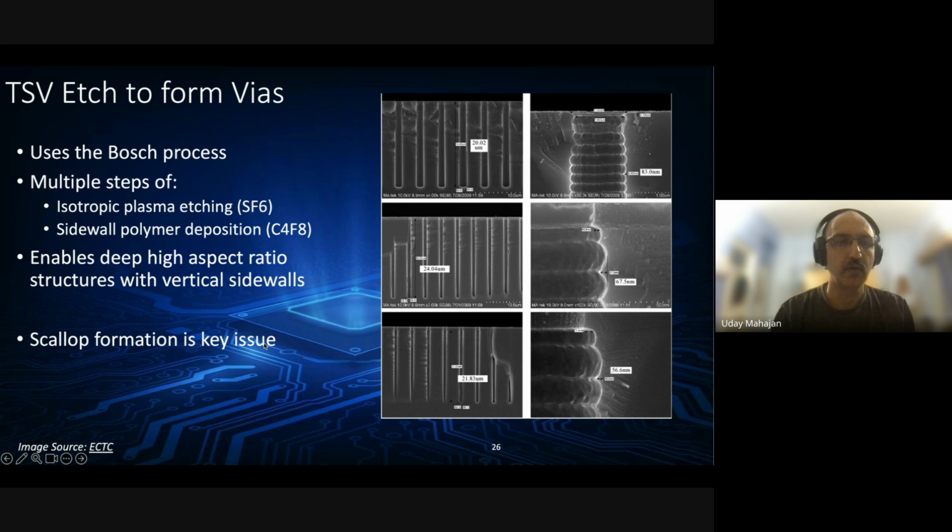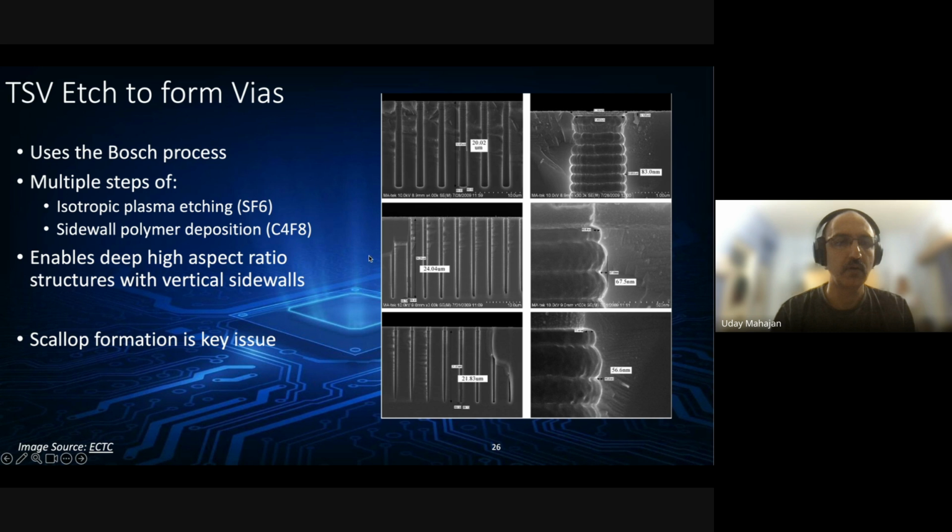The process, of course, is a lot more intricate than what I've described. But essentially, it enables deep, high aspect ratio structures with vertical sidewalls. So it's pretty much the industry standard right now. And one key issue that the industry struggled with, at least in the early days, was formation of these scallops on the walls of the TSV because of this etch deposition sequence.